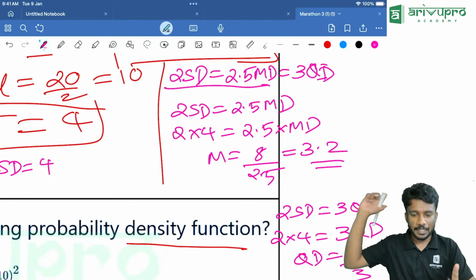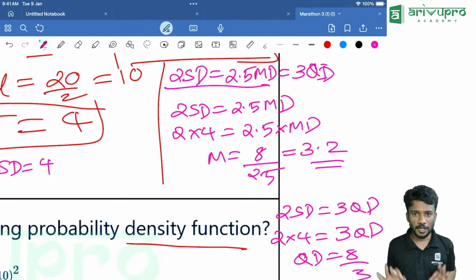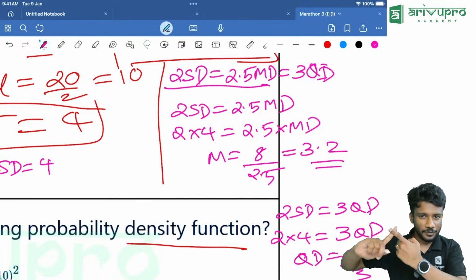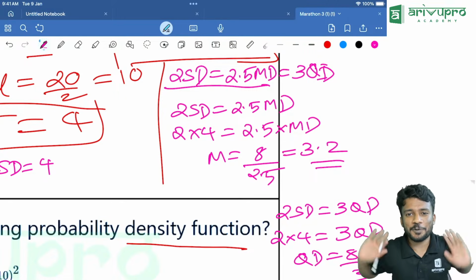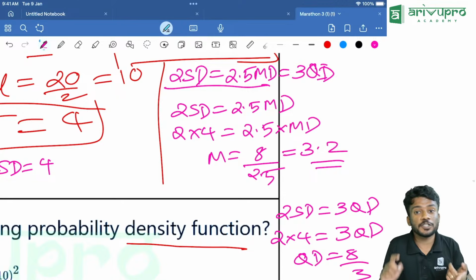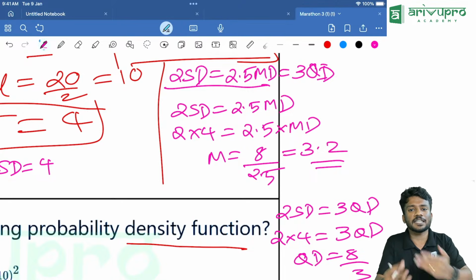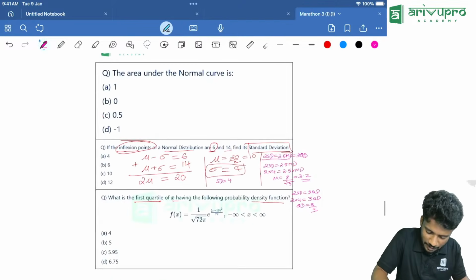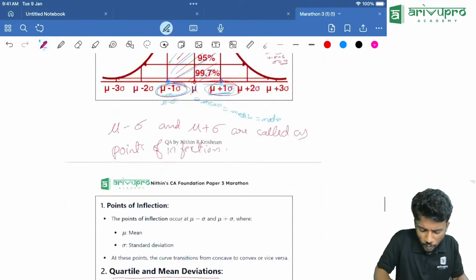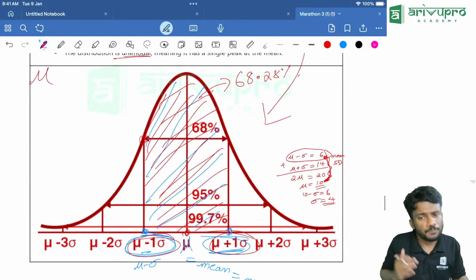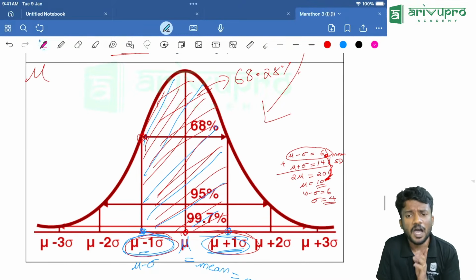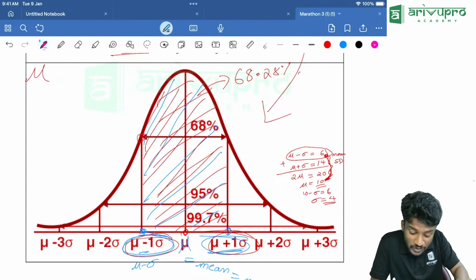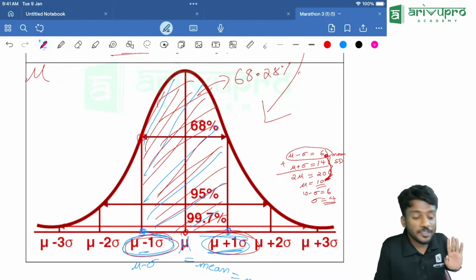I think I explained everything based on this formula itself. Usually they'll give you the points of inflection. From that you can find mu and sigma. Once you know the value of sigma, that is standard deviation, you can always find mean deviation as well as quartile deviation. Clear? Now we are going back to the graph. What did I tell you? In between mu minus sigma and mu plus sigma, how much is the area covered? 68.28% of the area is covered in between.